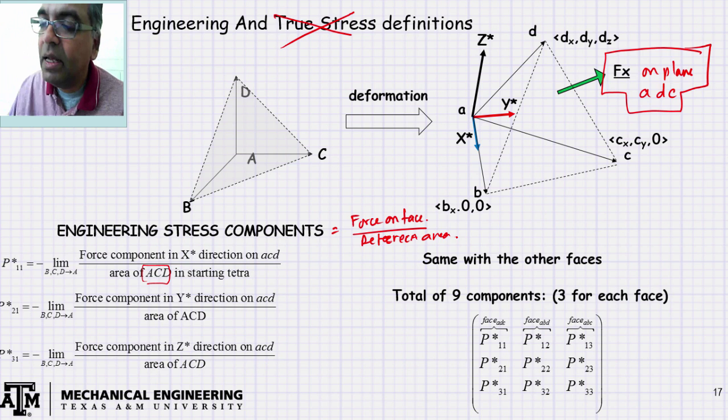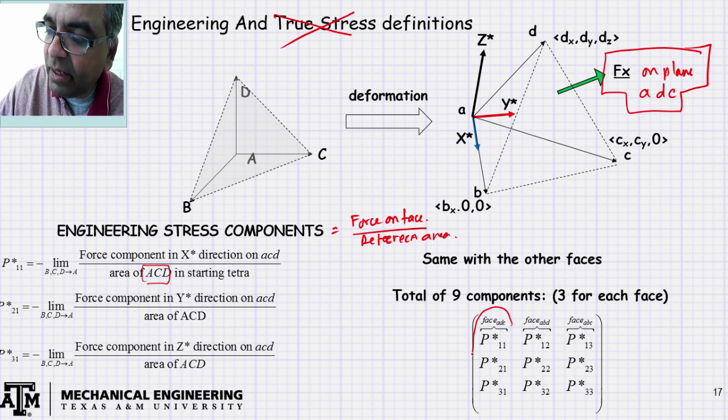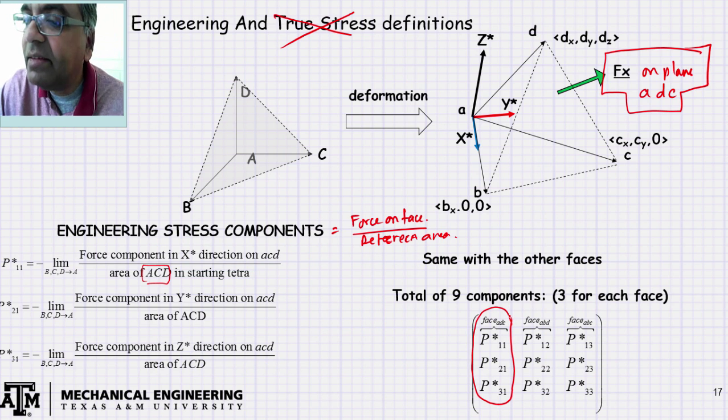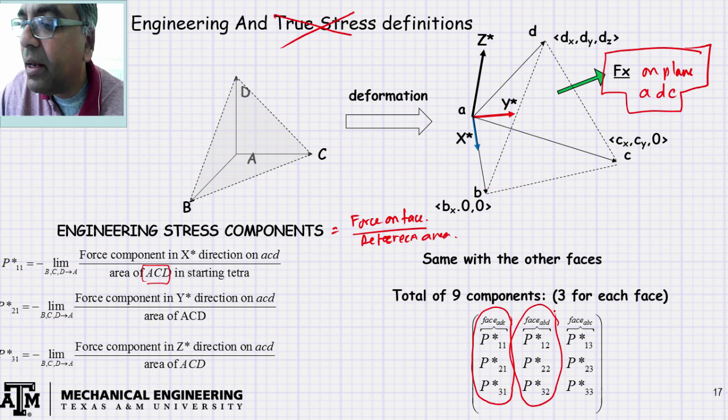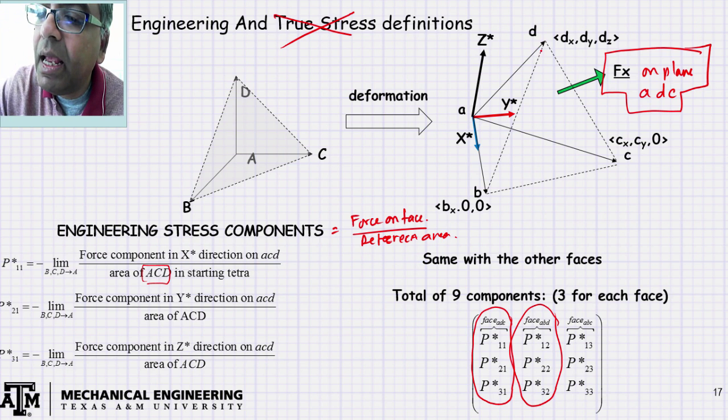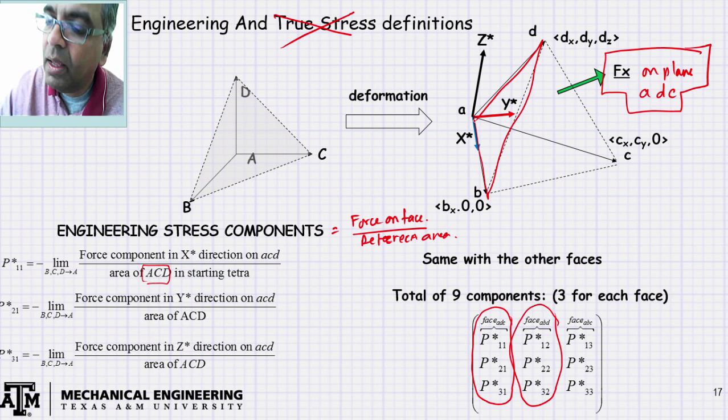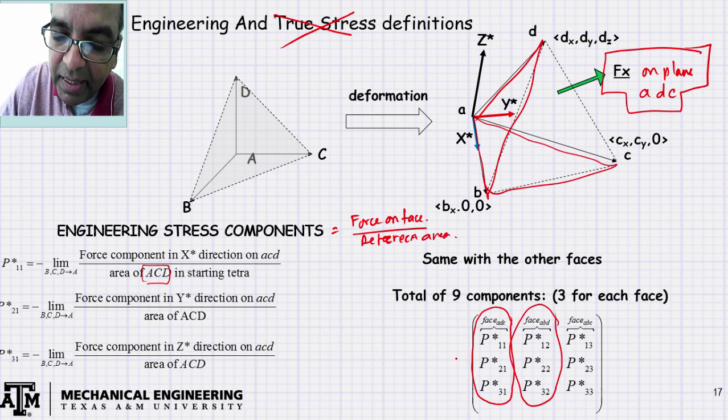When you do that, you will get 3 lists. This is force intensity on the face ADC, on the back face. This is force intensity on the plane ABD, that is this face. And this is force intensity on this face. And please remember, there is a gigantic negative sign in front because the faces are all pointing away. Okay, and that's the end of it.